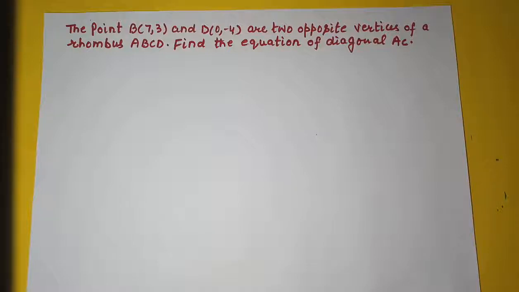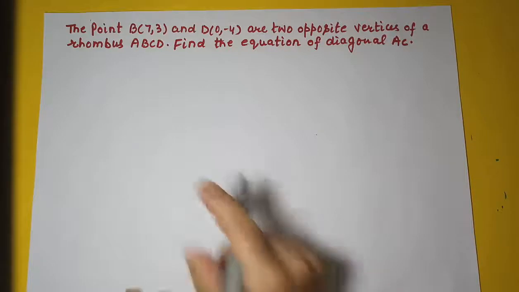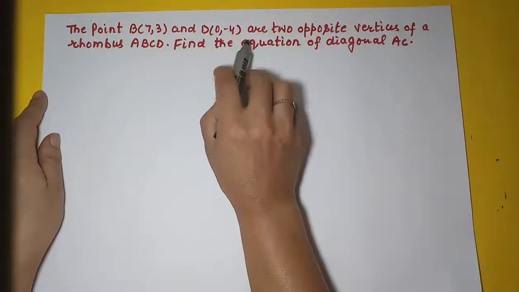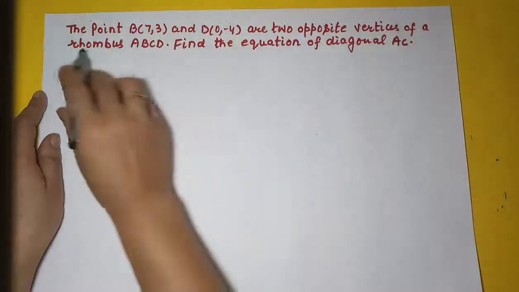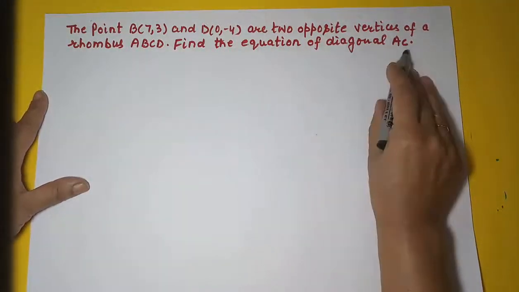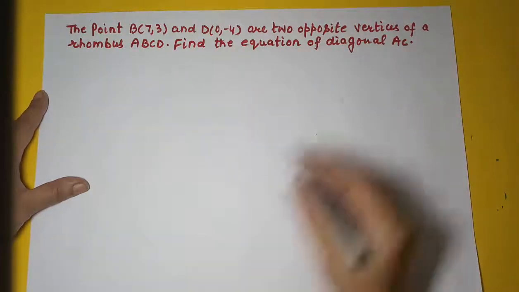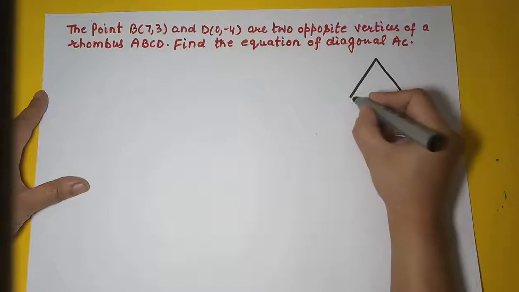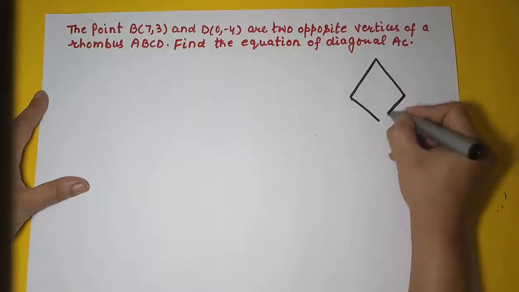We are continuing with the equations of a straight line. Here the question is: the points B (7, 3) and D (0, -4) are the opposite vertices of a rhombus ABCD. Find the equation of the diagonal AC. Okay, so he's talking about a rhombus. So we have a rhombus ABCD.